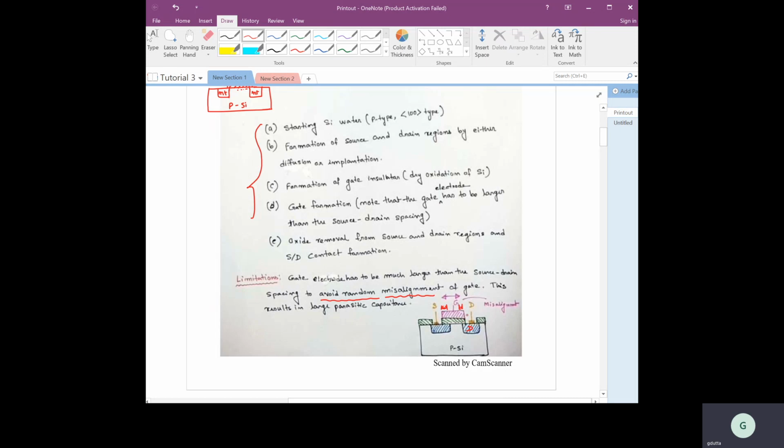So what will be the difficulty in that? We have already discussed this. In this overlap region, you will have a gate to source overlap capacitance, and at the same time, you have a gate to drain overlap capacitance, right? And those capacitances will affect the delay as well as the power consumption, right?